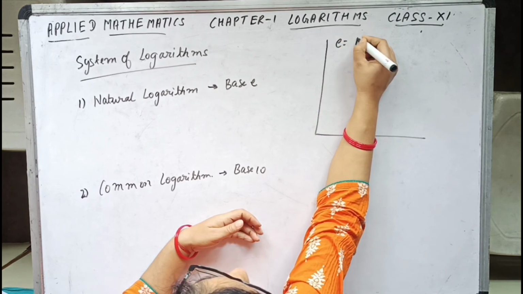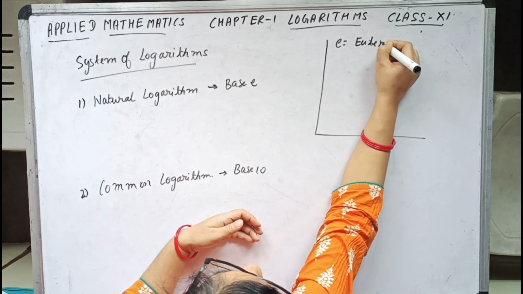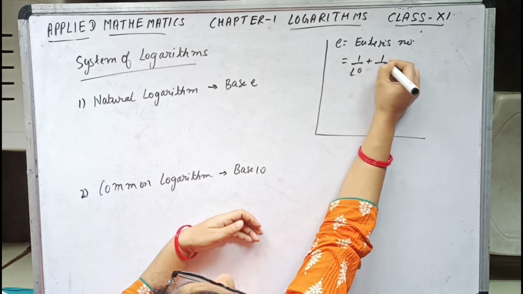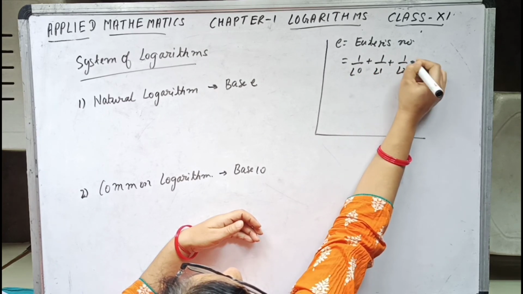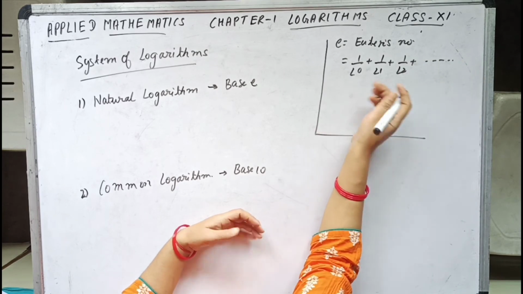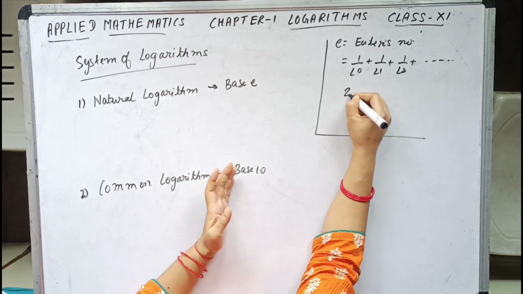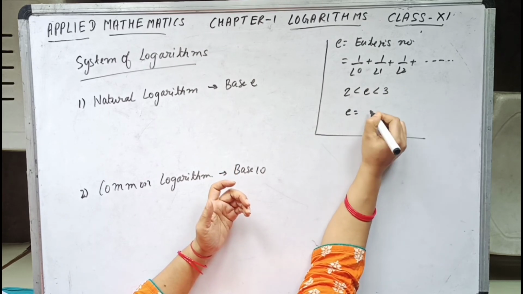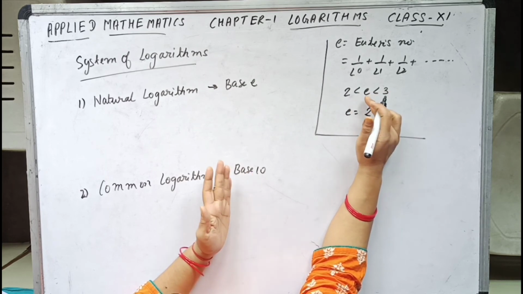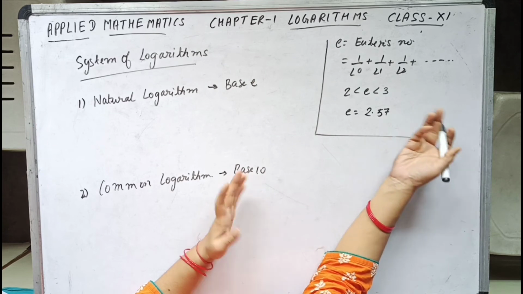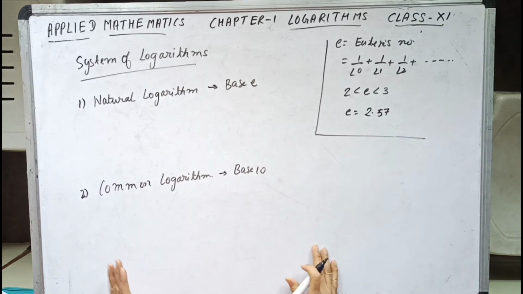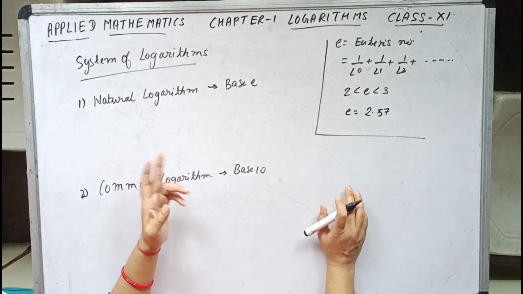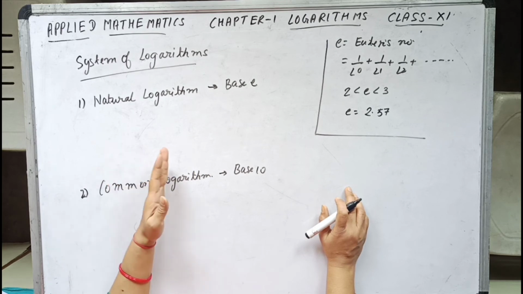E is the Euler's number. Its value is 1 by factorial 0 plus 1 by factorial 1 plus 1 by factorial 2 plus up to and so on. And its value is something between 2 and 3. Exact value till now has not been calculated. So for calculation purpose, we take the value of e, or Euler's number, as 2.57 something. It continues, so for calculation purpose we can take the value as 2.57. So whenever the base is e for a logarithm, it is called natural logarithm.